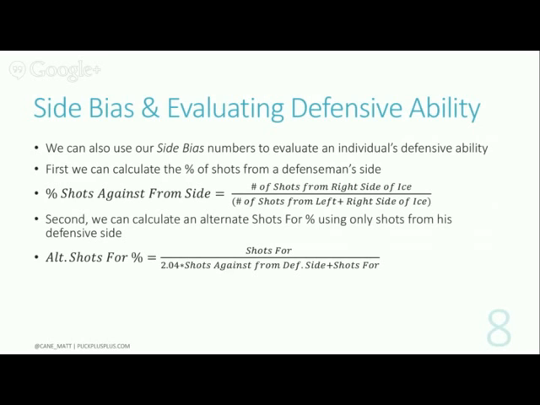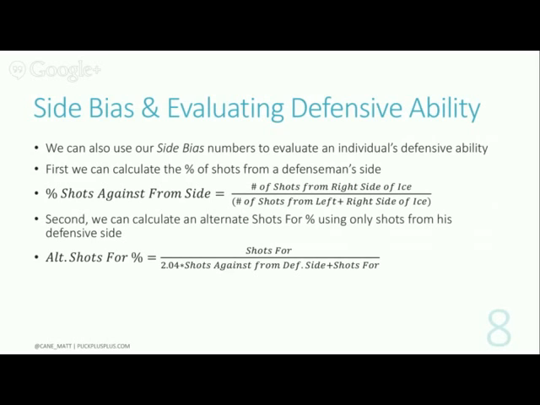The first is to just look at what percentage of the shots come from a defenseman's side of the ice. So if I'm playing left defense, what percentage of the total shots against are coming from the side of the ice I'm defending? Anything less than 50% obviously means that relative to my partner, I'm preventing more shots than would be expected. Similarly, if we're over 50% relative to my partner, I'm not doing as good a job. I'm not really pulling my weight in the defensive zone.